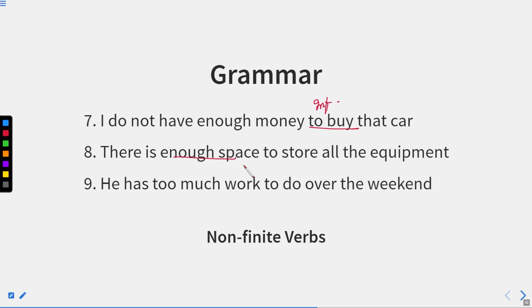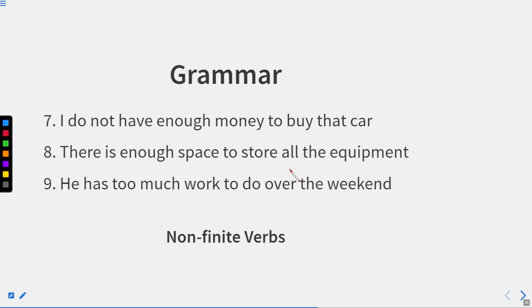There is enough space for what? To store. So to store is an infinitive. So these words are showing the purpose. He has too much work for what? To do over the weekend. So this is again an infinitive. Now let us move to the next one.